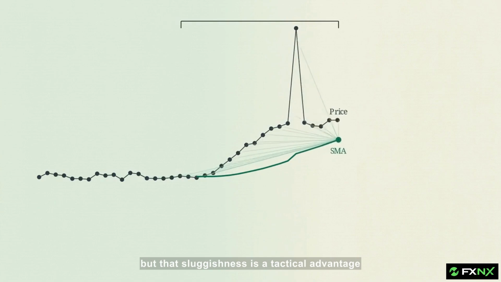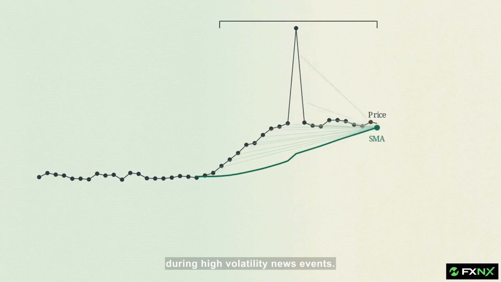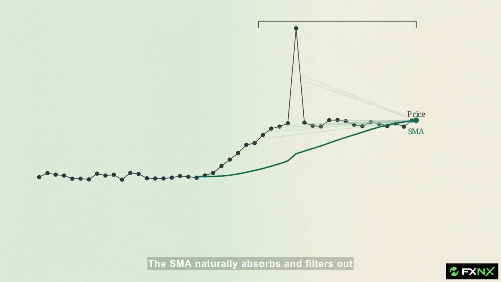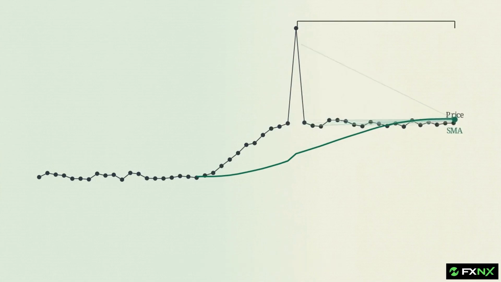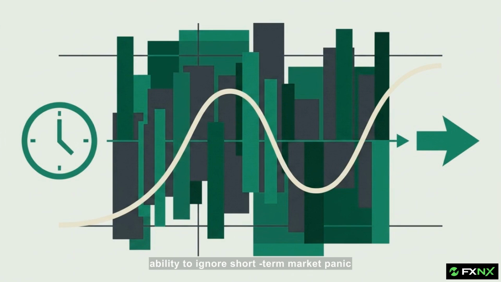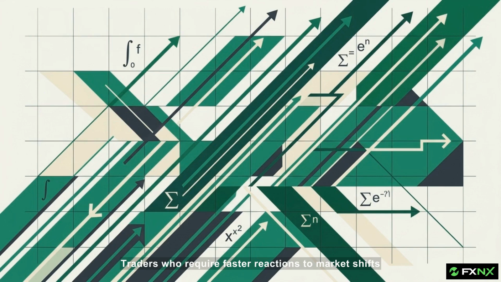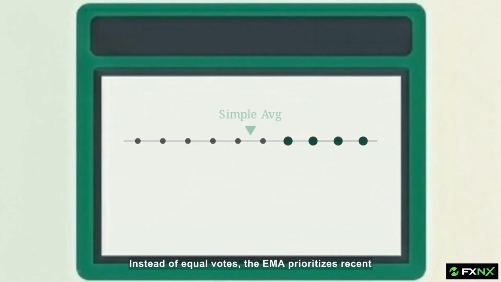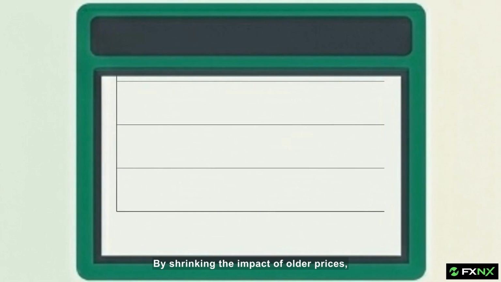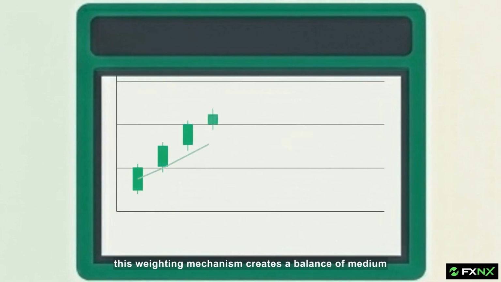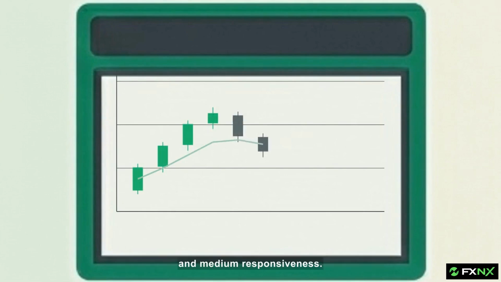But that sluggishness is a tactical advantage during high volatility news events. The SMA naturally absorbs and filters out those chaotic temporary price spikes. The value of the SMA lies in its ability to ignore short-term market panic and reveal the stable, long-term trend operating underneath. Traders who require faster reactions to market shifts need an evolution of that math, the exponential moving average. This chart shows how the EMA alters the formula. Instead of equal votes, the EMA prioritizes recent data over older historical data. By shrinking the impact of older prices, this weighting mechanism creates a balance of medium lag and medium responsiveness.